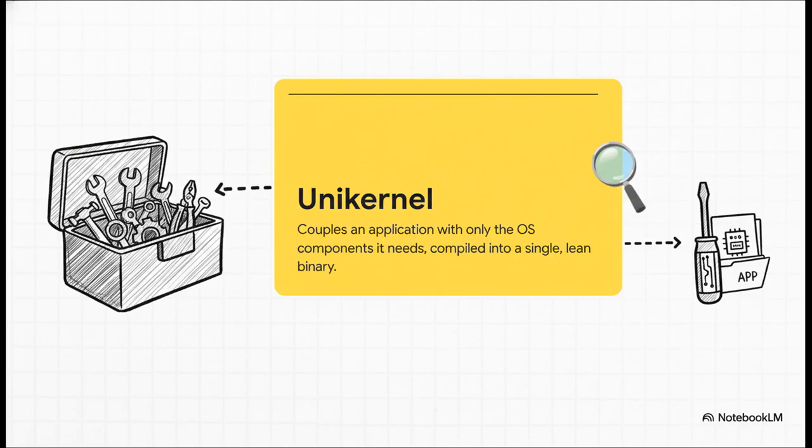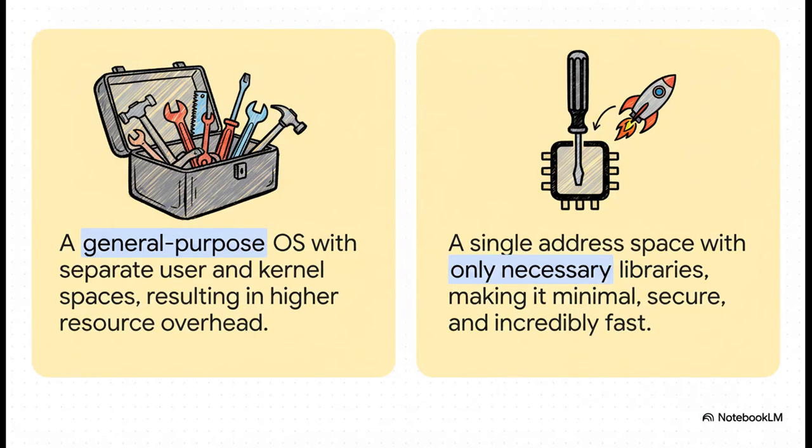single super lean file. And the difference in philosophy here is just fascinating. On one hand, you've got your traditional OS, built for flexibility, ready for anything. But on the other, you have the unikernel. It actually gets rid of the separation between the app and the OS core. It's like tearing down the walls inside a house. This makes it incredibly minimal, which is great for security and, as you're about to see, absolutely incredible for performance.